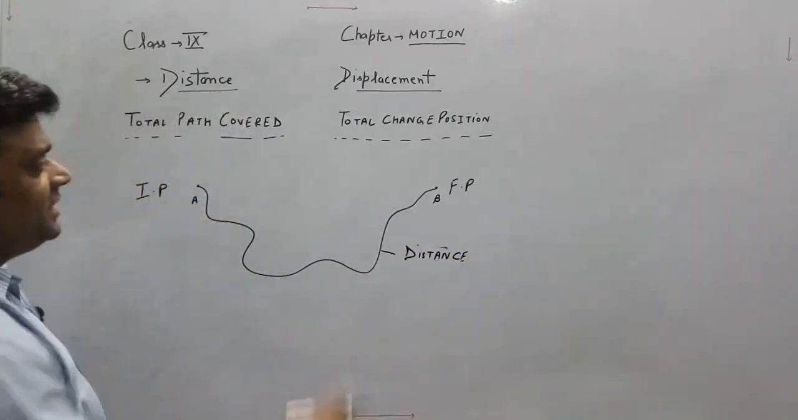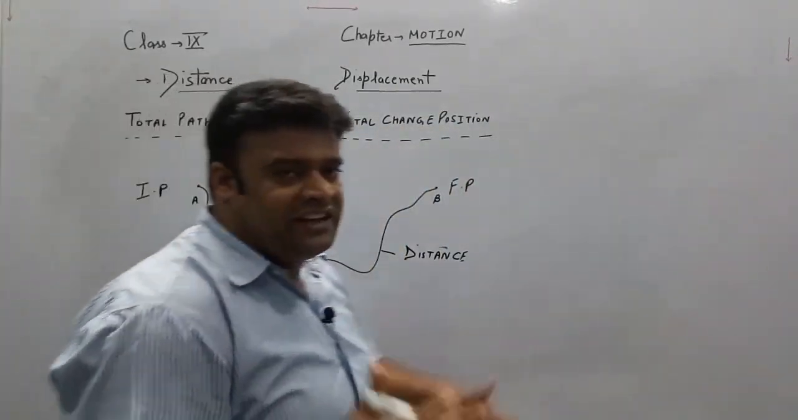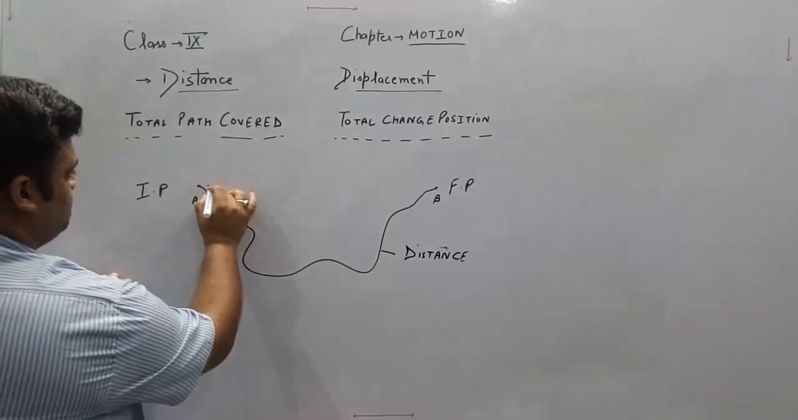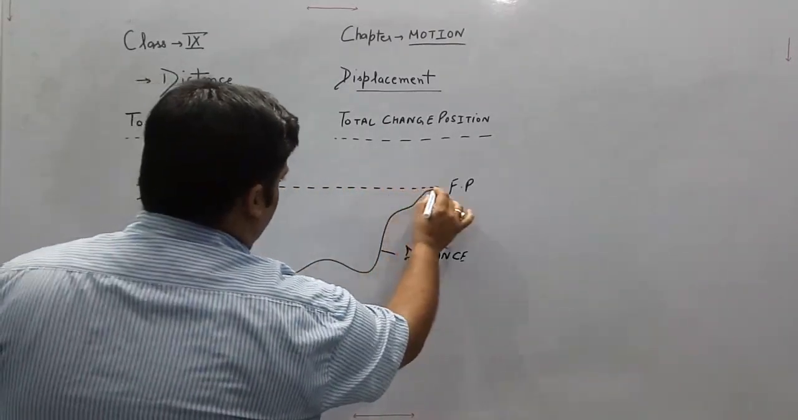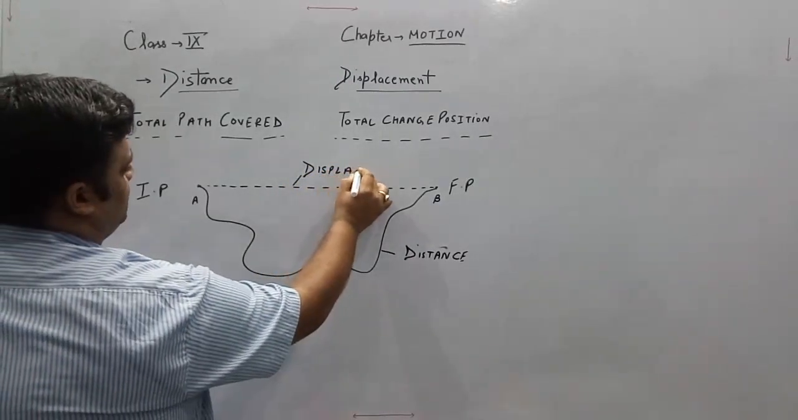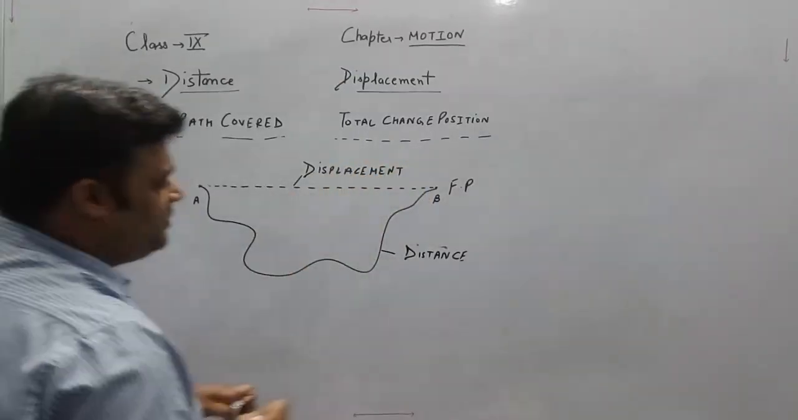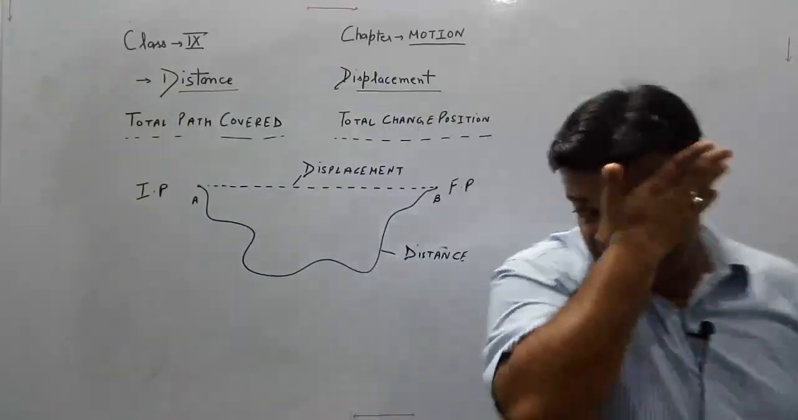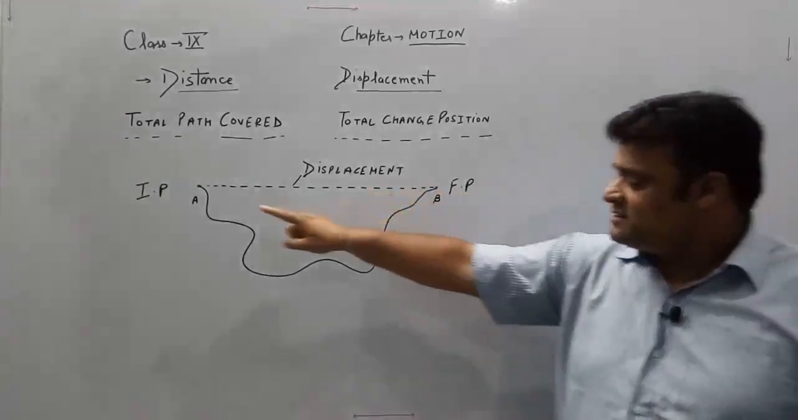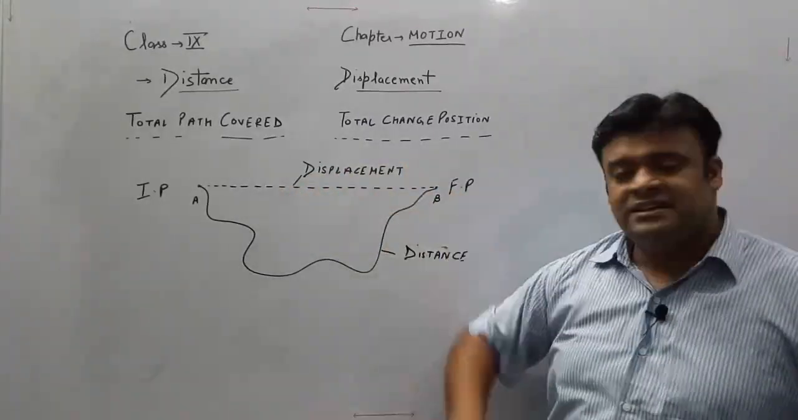What is displacement? According to this definition, it is the total change in position, or the actual change between the initial and final position of the object. That is, the shortest distance between the initial and final position. So this we consider as displacement. This is the difference between distance and displacement. Any path the object can take to reach A to B is distance, and the shortest distance, or the actual change in position of the object, is known as displacement.